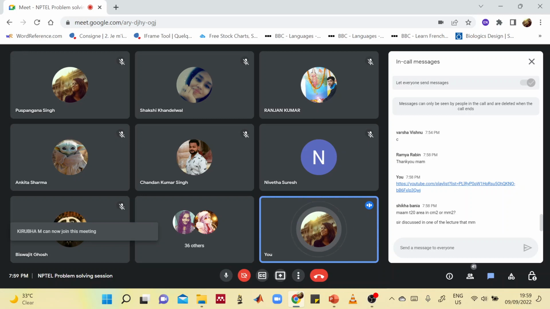Sir discussed in one of the lectures that it is millimeter. It's not millimeter, it's centimeter square. You can check it again, or if you still have confusion, you can maybe post it in the discussion forum, and I can also check it again in the lecture where he has mentioned millimeter. Maybe he has mentioned some dimension in millimeter and not specifically the area.